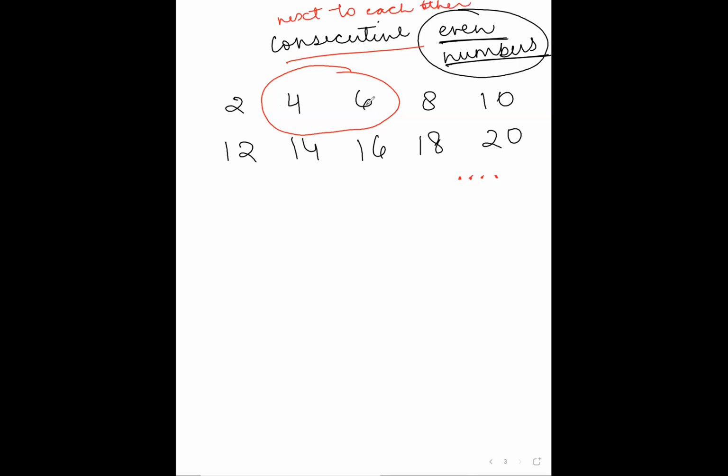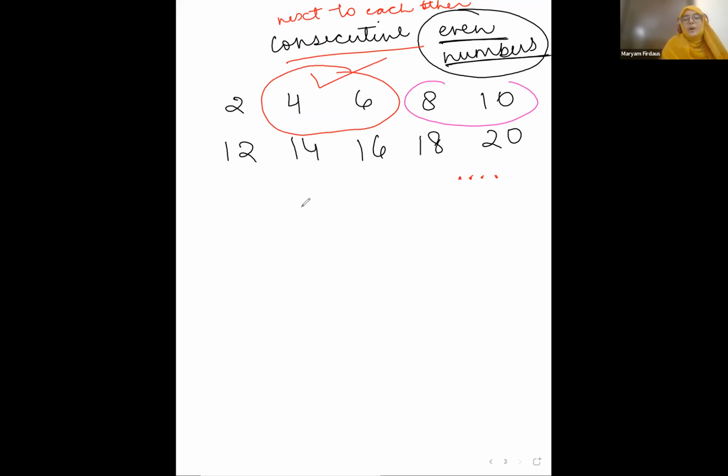So 4 and 6 are consecutive even numbers. They're not consecutive numbers, but they are consecutive even numbers. Why are they not consecutive numbers? Because 4 and 6 have 5 in between when we're talking about numbers in general. But if we are talking only about even numbers, then yes, they are consecutive even numbers. Is that clear? So 8 and 10 are also consecutive even numbers.